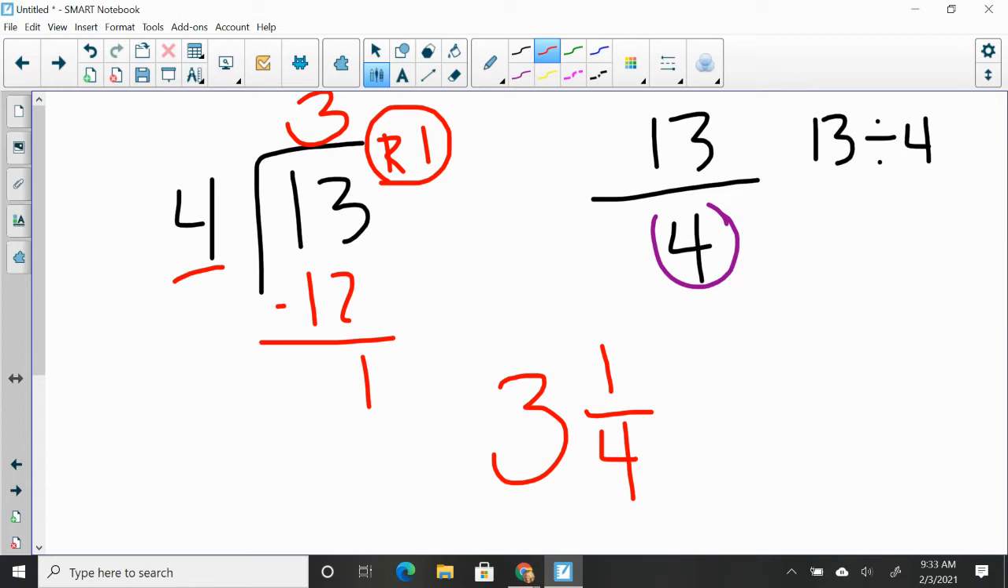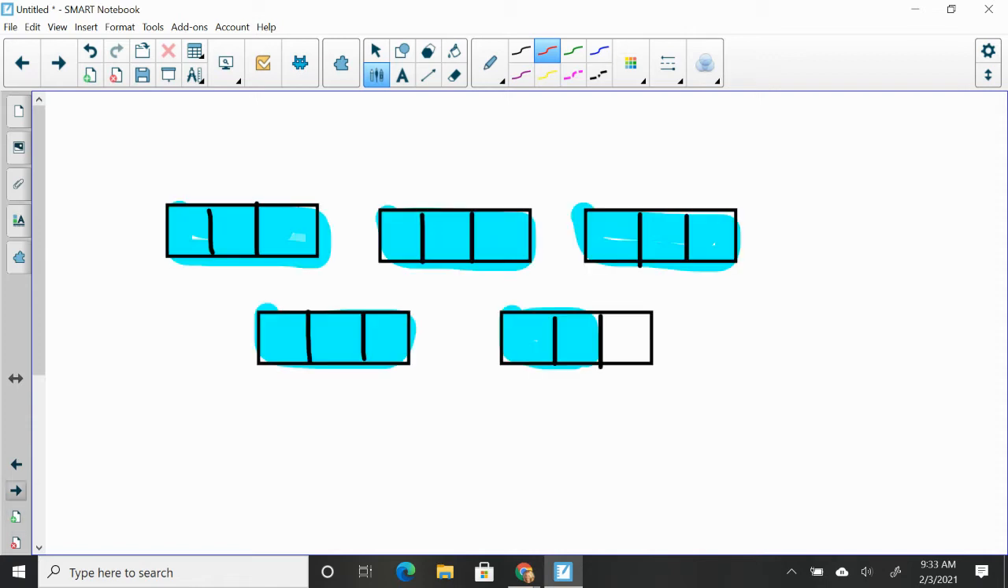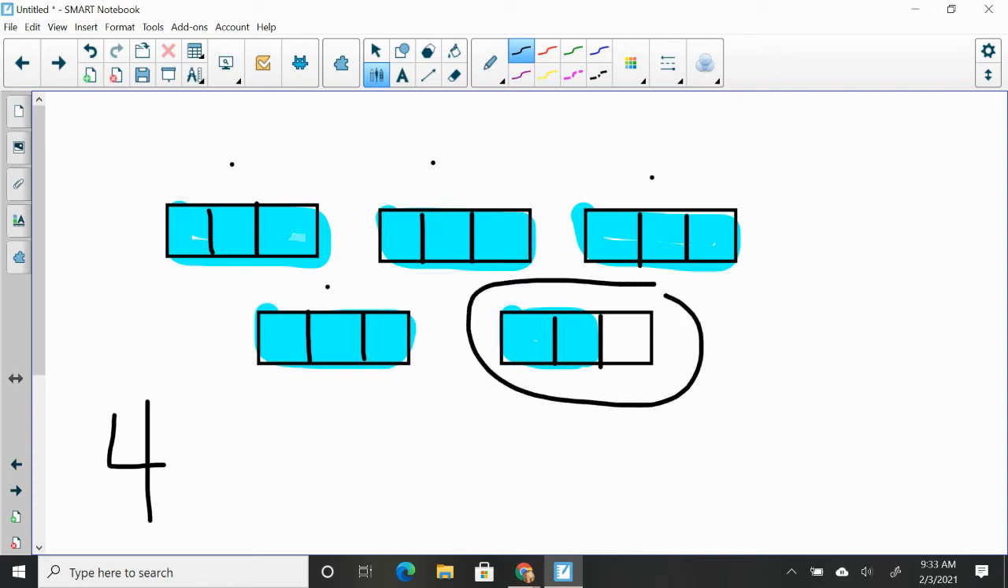Let's do another example. Okay, let's go to this one. All right. Let's talk about the mixed number that this one represents. So how many whole models are shaded? 4. Okay, so that becomes my whole number. Okay. And so 1, 2, 3, 4 whole. And this is the fractional part right here, which is 2/3. Okay, so pretty easy. So I have 4 whole and 2/3 of another.